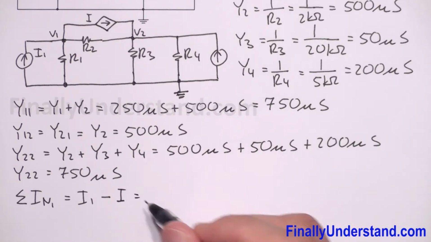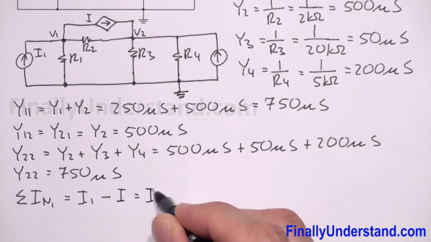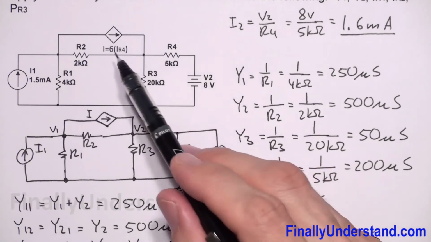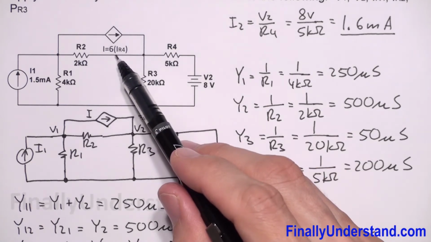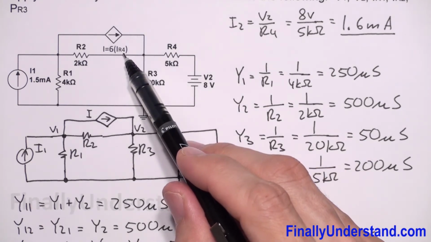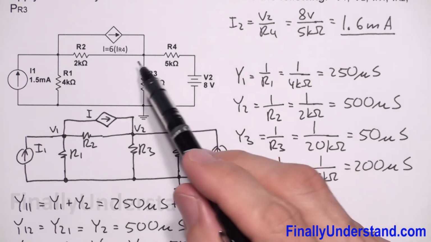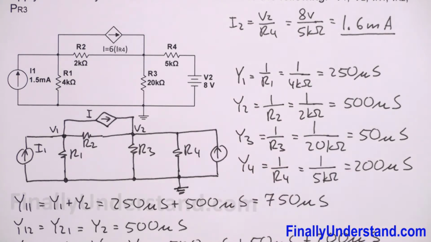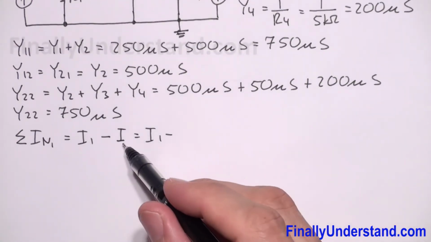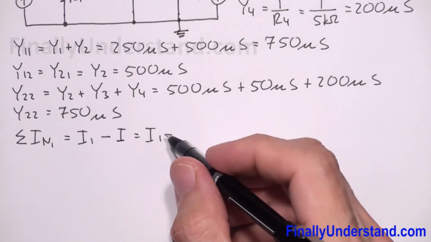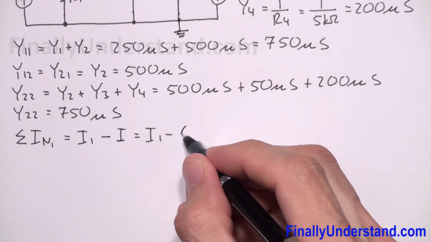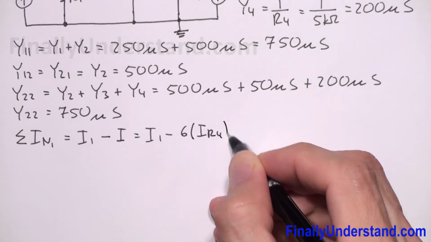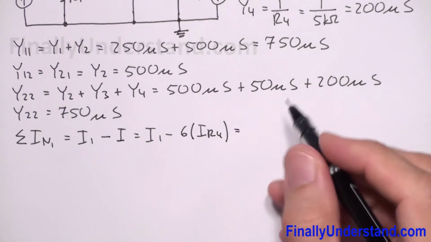Okay, so let me clarify this a little bit. So this is I1 minus, and the problem says that I is equal to 6 times IR4, 6 times the current which goes through resistor R4. So instead of writing I, I'm going to write minus 6 times IR4, and I'm going to rewrite it.